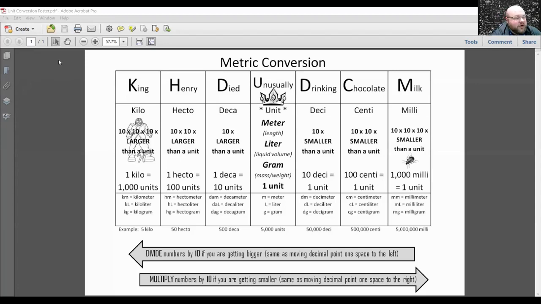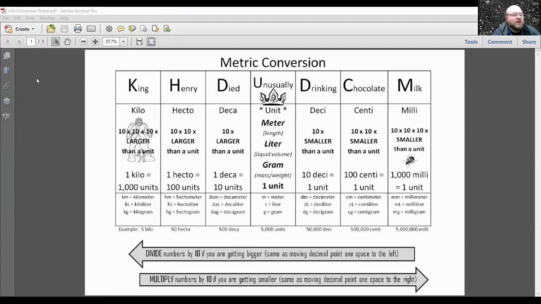One thing that's important to note is every time you do a metric conversion, everything is based on the number 10, which actually makes the math so much easier to do, because when you're multiplying by 10, you are moving your decimal to the right, or when you divide by 10, you're just moving your decimal to the left. You don't really have to think about it.